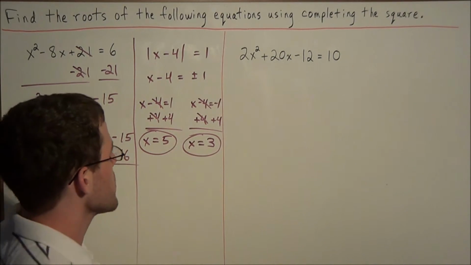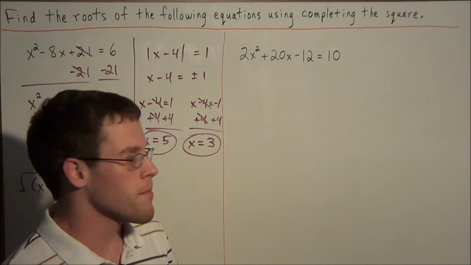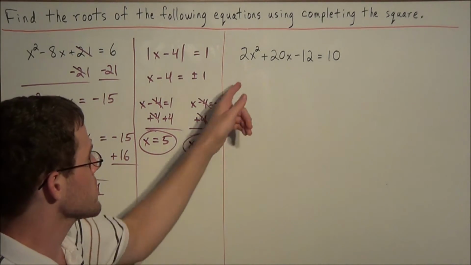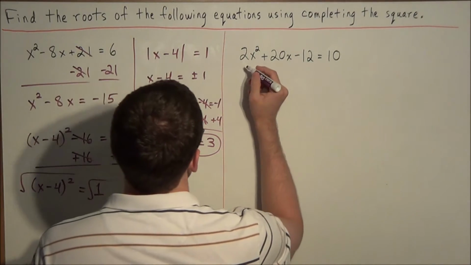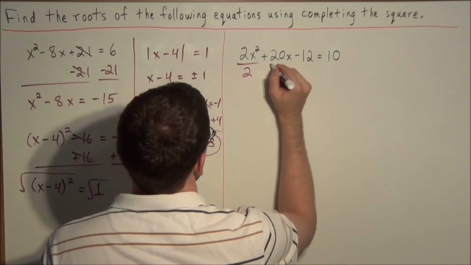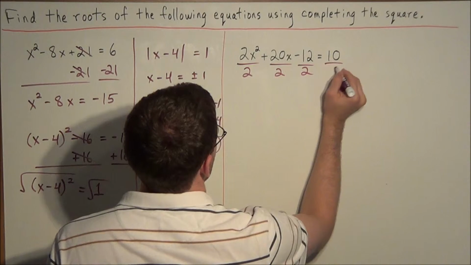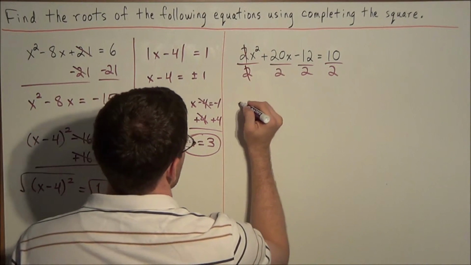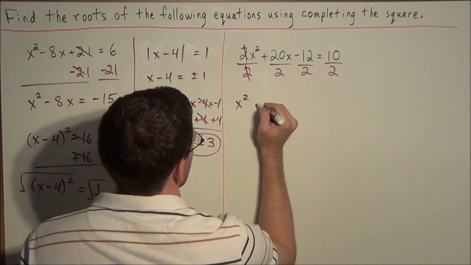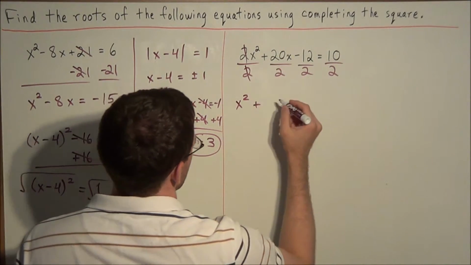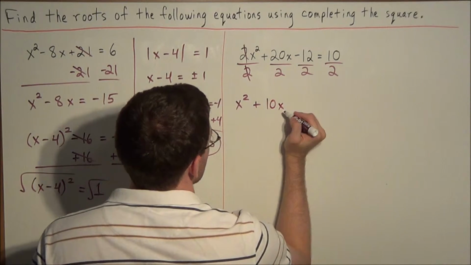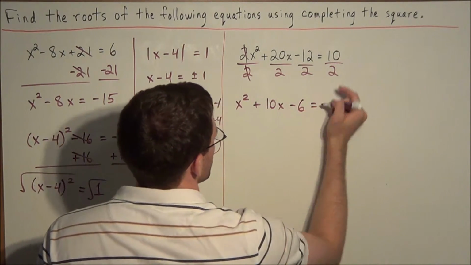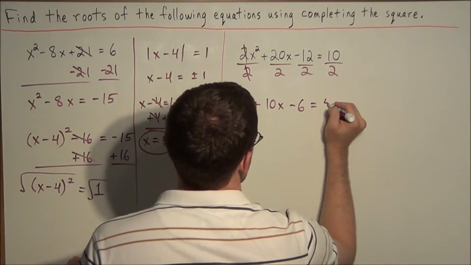So now for the next equation, we have a problem right off the bat. In front of our x squared term, we don't have a positive 1, we have a positive 2. So what we need to do before we move forward is divide everything by 2. And what this will give us, 2 divided by 2 will cancel. So in the next line we have x squared plus, and now 20 divided by 2 is 10. So we have 10x minus 12 divided by 2 is 6 equals 10 divided by 2 is 5.